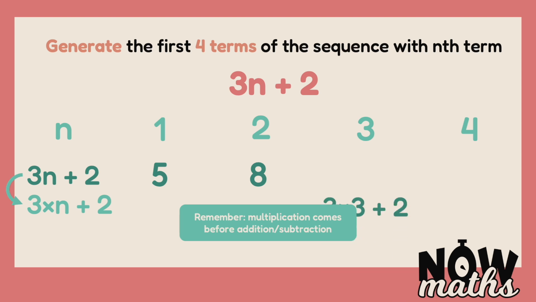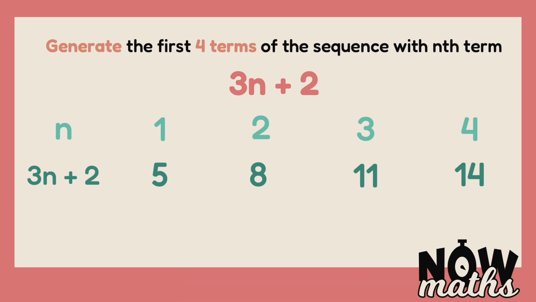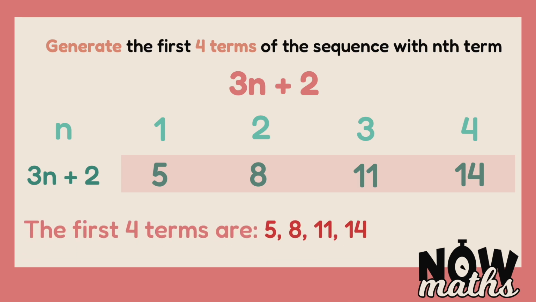When n is 3, we're going to have 3 multiplied by 3, add 2. 3 multiplied by 3 is 9, add 2 is 11. And finally, for the fourth term, we're going to have 3 multiplied by 4, add 2. 3 multiplied by 4 is 12, add 2 is 14. So our fourth term is 14. And altogether, the first four terms of our sequence are 5, 8, 11 and 14.